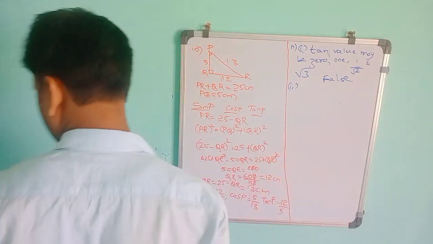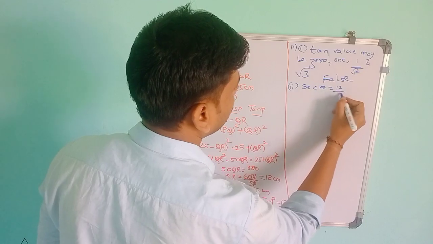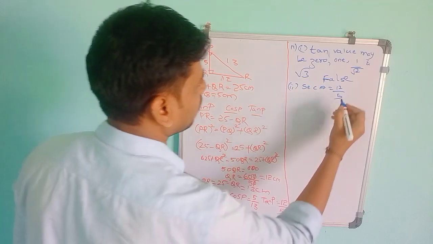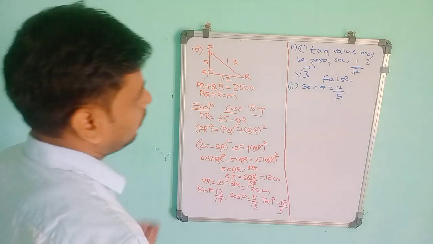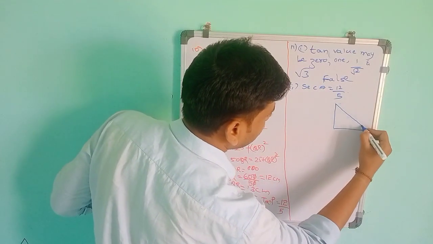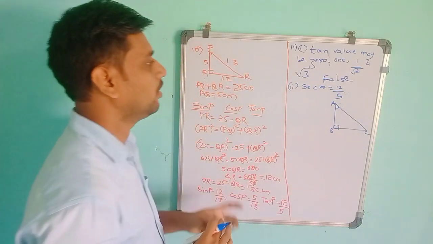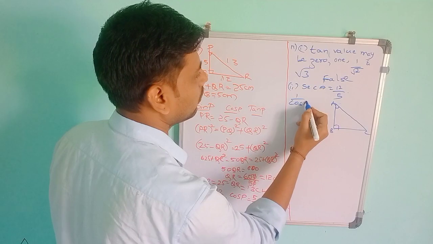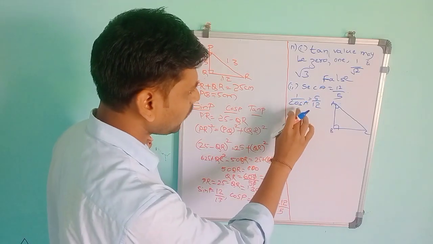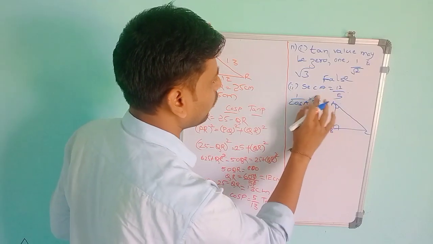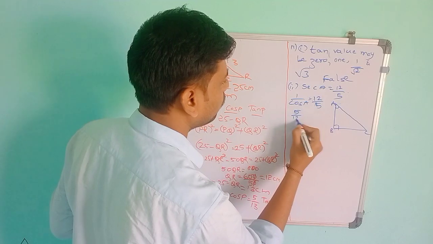In the second one, they gave sec A is equal to 12 by 5, for some value of angle A. If you take a right triangle, this is B, this is C, and this is A. They gave sec A. Sec A is the reverse of cos A. Sec A is equal to 1 by cos A. So 1 by cos A is equal to 12 by 5, so the reverse of this, cos A, is 5 by 12.